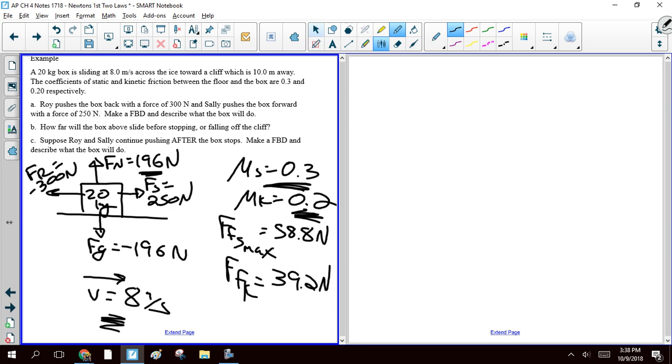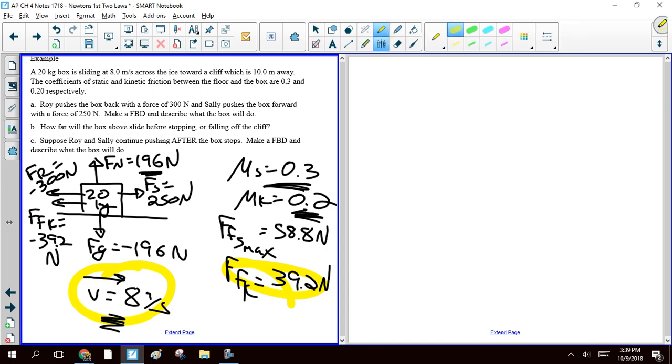All right, now, because the box is already sliding, that means I've got to use the kinetic friction. So put that onto your drawing. F_fk, it's opposing the motion, right? So negative 39.2 newtons. I just glossed over something that was super important. Here's what I did not emphasize that I wish I had emphasized. The box is moving to the right. As a result, friction is acting to the left automatically.